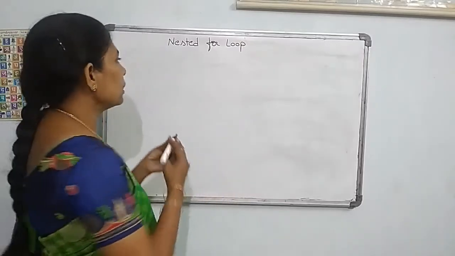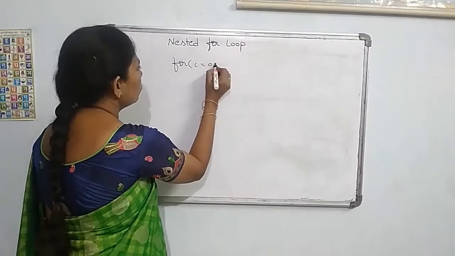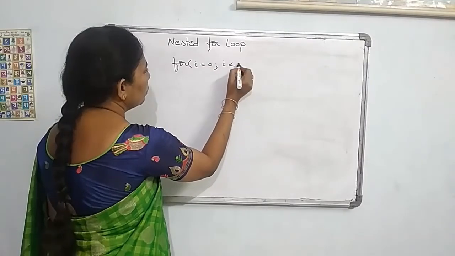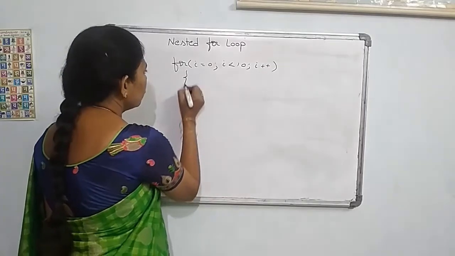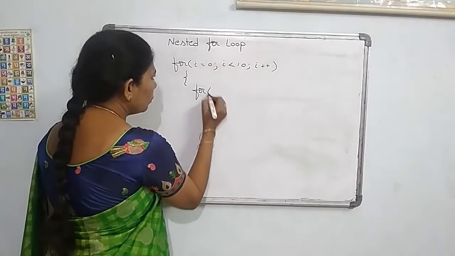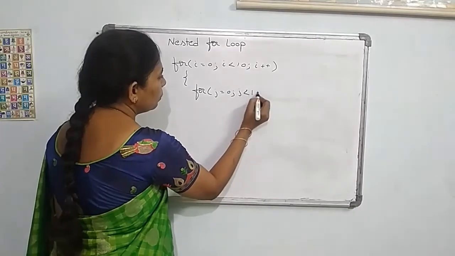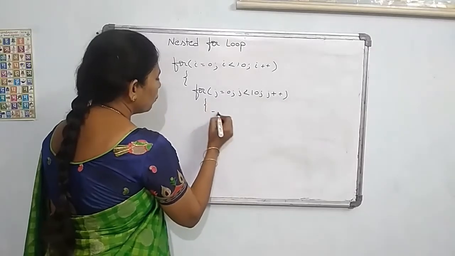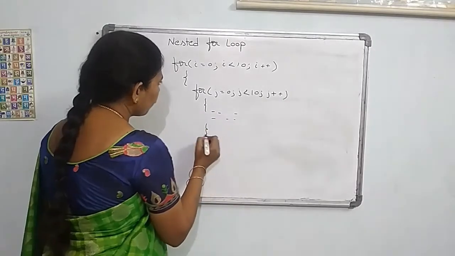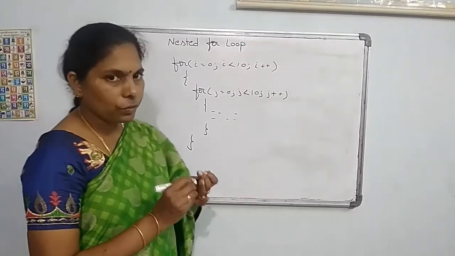So the syntax is like this: for i equal to 0, i less than 10, i plus plus. Next, again I am using another for loop: for j equal to 0, j less than 10, j plus plus. In that I am using a block of statements. Now you can close this one. So this is the syntax of the nested for loop.